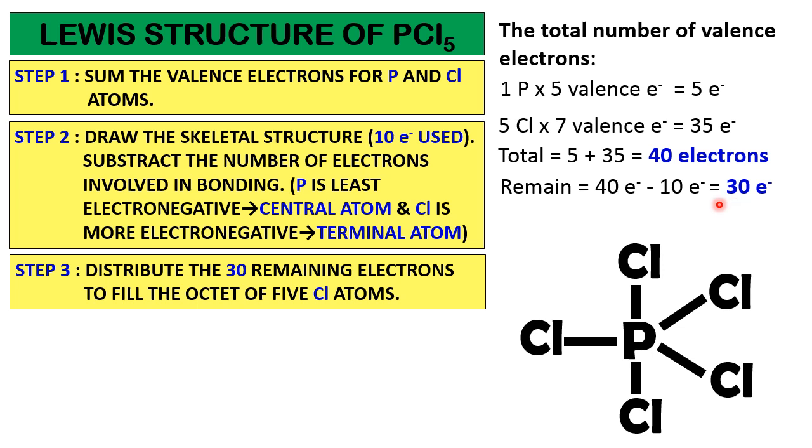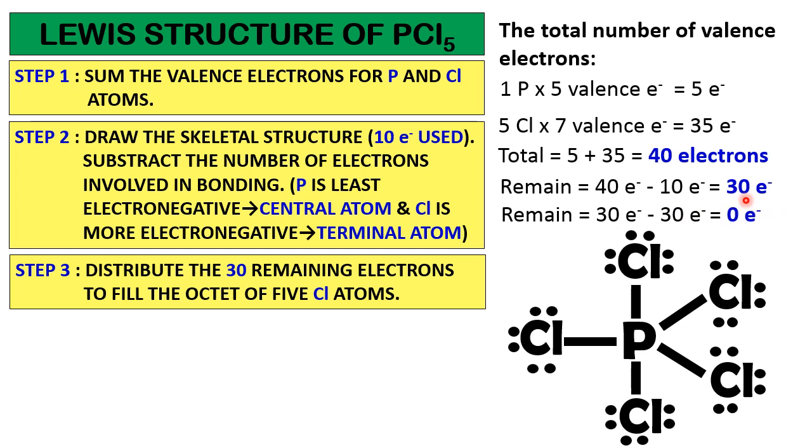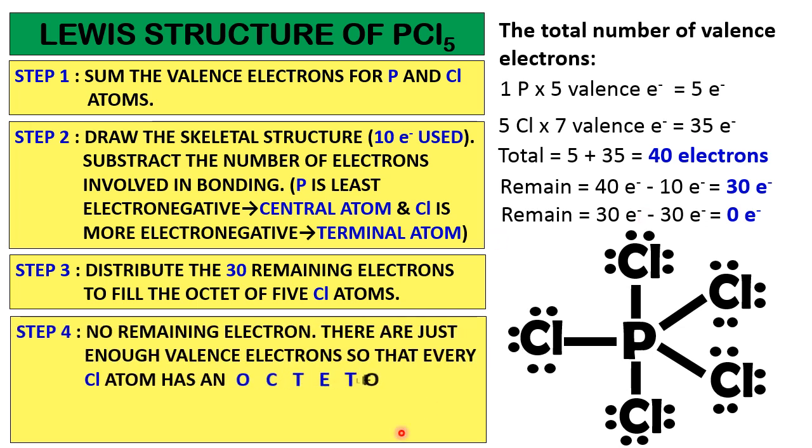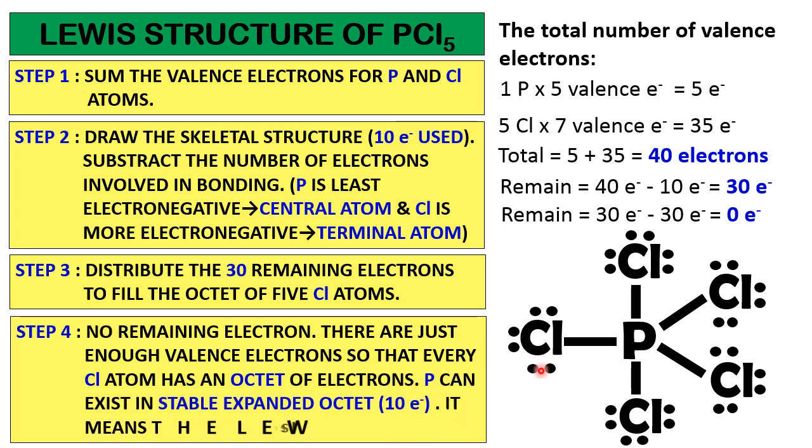Okay, and then step number 3 is we're going to make the terminal atoms octet. So the 30 electrons will be distributed among the terminal atoms. I'm going to put 6 electrons on each chlorine atom. So all the remaining 30 electrons are filled on my terminal atoms, and there are no more electrons left. So now let's check. Each of them has achieved octet configuration. All my chlorine atoms have 8 valence electrons, so chlorine atoms have achieved stable octet configuration.